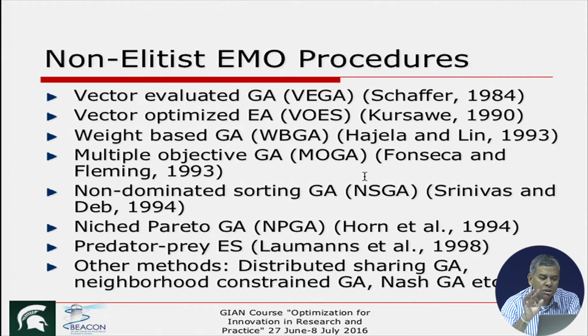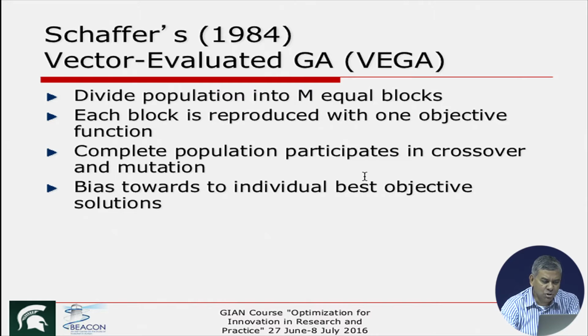So these are mostly non-elitist methods: VEGA, vector-optimized GA, weight-based GA, and actually I have a multi-objective optimization book as well. It's available in India as well from Wiley. We talk about most of these methods in that. Okay, I'm going to just talk about Schaffer's VEGA and maybe some hints of NSGA. So it's a very simple-minded method.